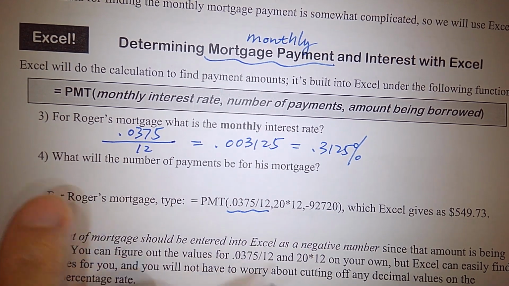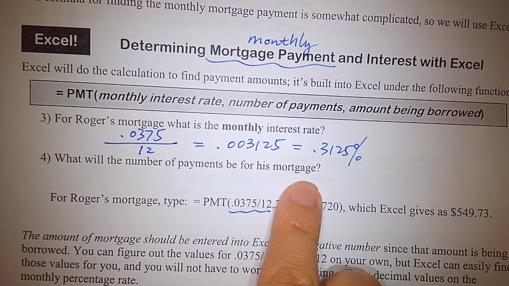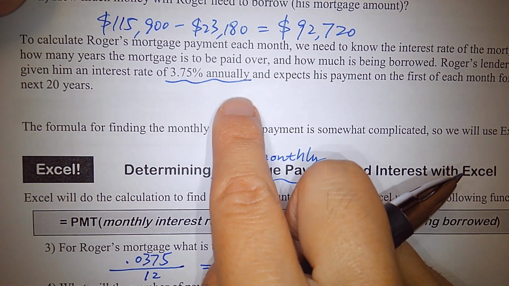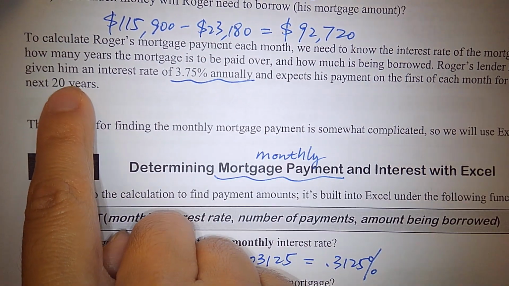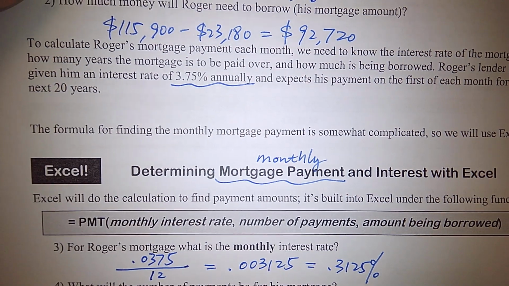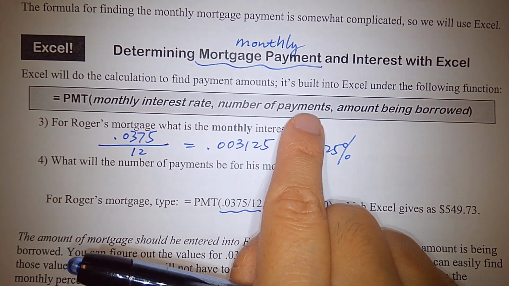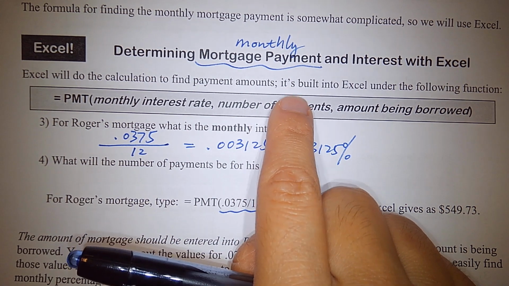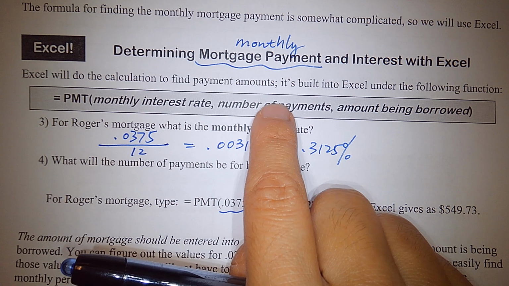Question 4: what is the number of payments for his mortgage? What is his option for this mortgage payment? Over 30 years, 20 years, 15 years? It's 20 years. So over 20 years, what is the number of payments he should make? 240. Why? 12 times 20.